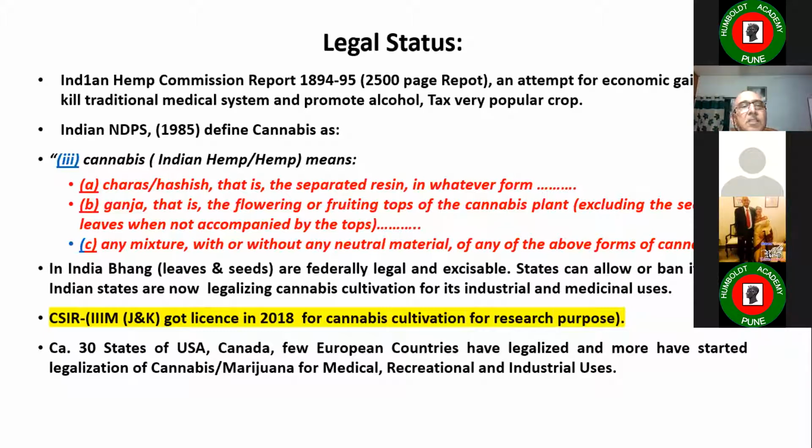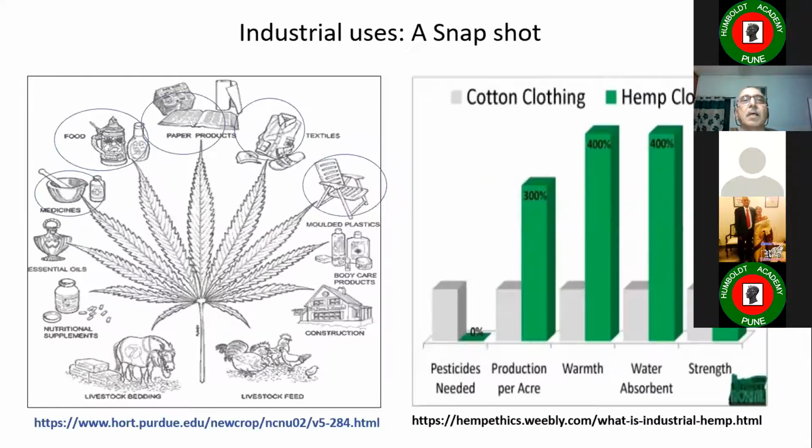Now, as I told, CSIR IIM has got the license from a Canadian company in collaboration with. Similarly, now about 30 countries, the USA, Canada, a few European countries and the Netherlands, have legalized it for recreational purposes also. So it is for recreational as well as medicinal purposes, and of course industrial purposes anyway. Now I'm talking about the industrial uses, a snapshot. You can see, and it is amazing.